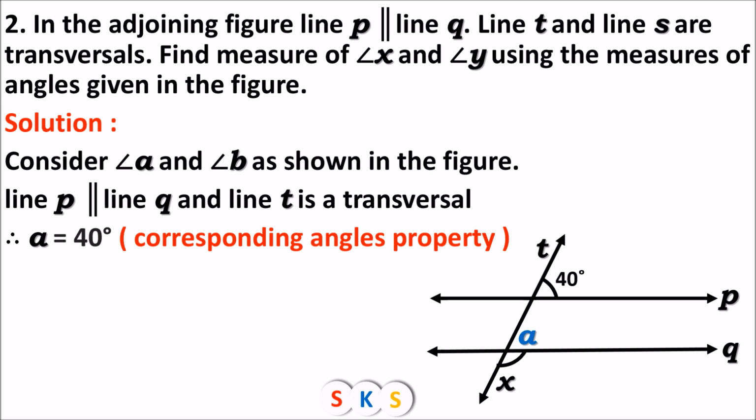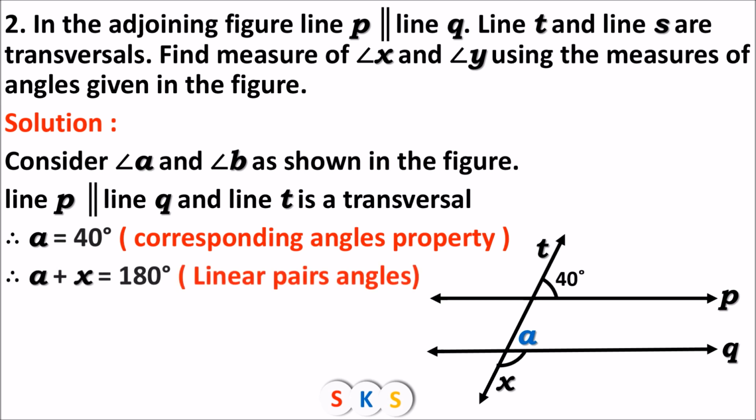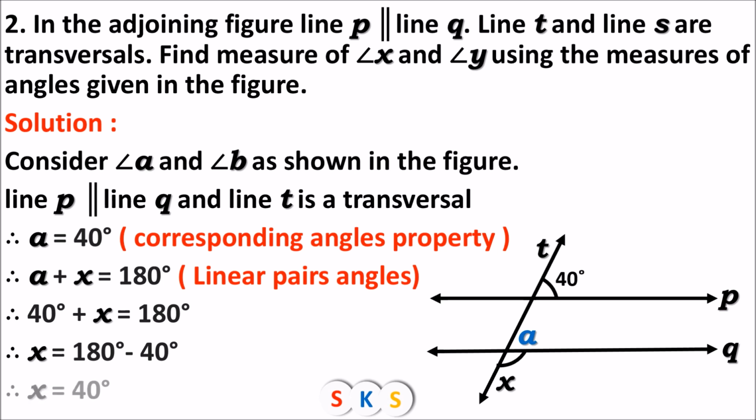Look at this figure. Can you find A and 40 degrees? Yes, they are corresponding angles, right? So they are equal. Okay, now look at this figure. Here angle X and angle A form a linear pair, right? Therefore A plus X equals 180 degrees. Now we will substitute the value of angle A as 40 degrees. Therefore 40 degrees plus X equals 180 degrees. Now we will shift plus 40 degrees to the right hand side of this equation. We will get X equals 180 degrees minus 40 degrees. Simplify. X equals 140 degrees.